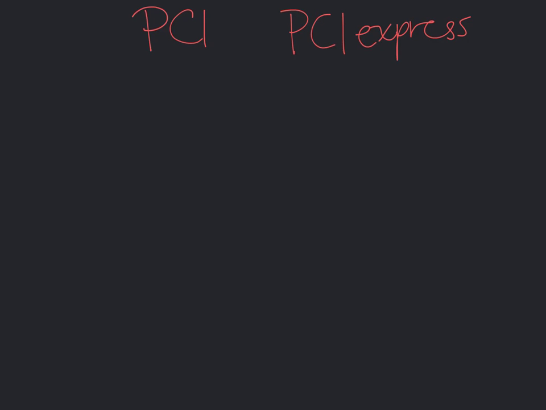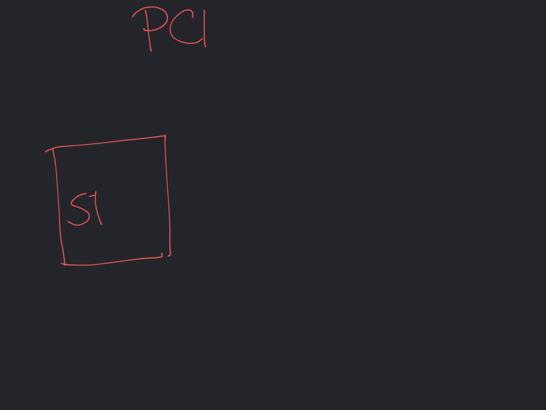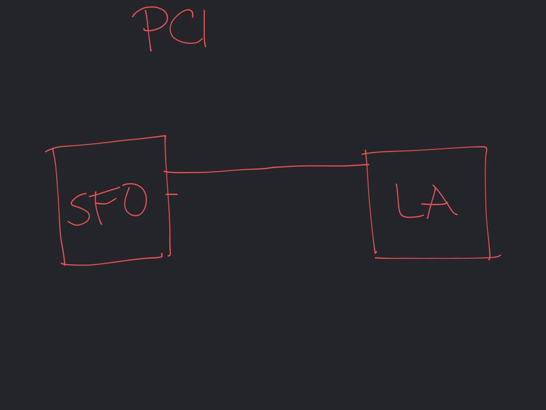Before we jump into PCI and PCI Express in detail, let's look at an analogy. Okay, let's look at an analogy for PCI. Let's say you have the two cities of San Francisco and LA. Let's say that there were 4 lanes of road laid in between the two cities.